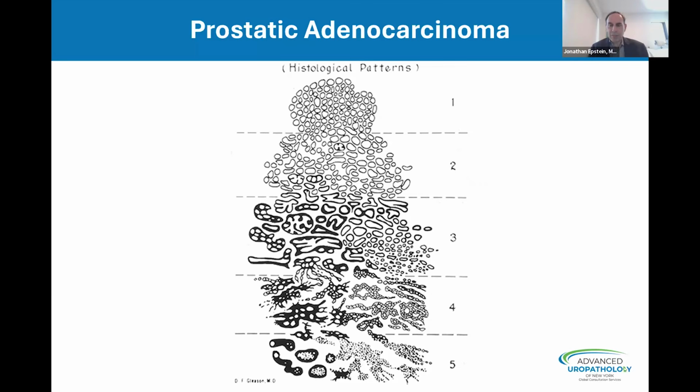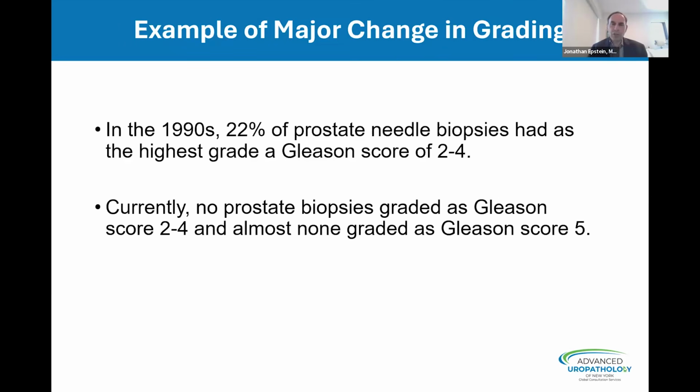If a tumor is all one pattern, for example, 3, in order to keep it in line with the other grades, you just double it. So if a tumor is purely 3, it ends up being a 3 plus 3 equals 6. So in Gleason's time, tumors could range from a 1 plus 1 equal 2, or pure 1, to a 5 plus 5 equal 10, a pure 10. Just one example to show how much the grading system has changed over the years.